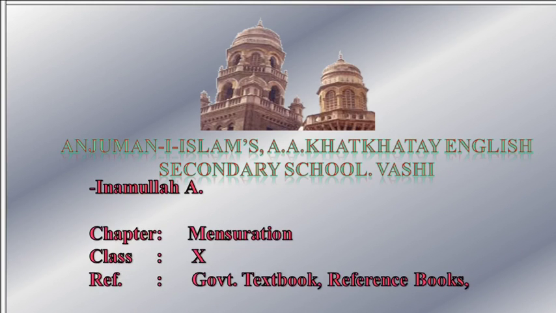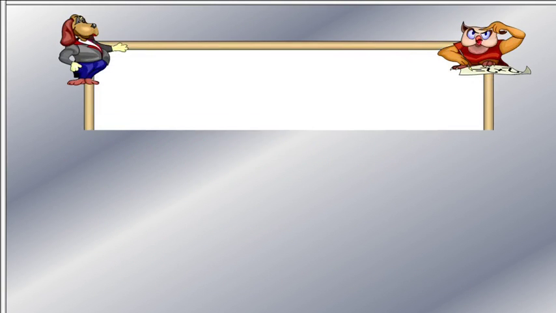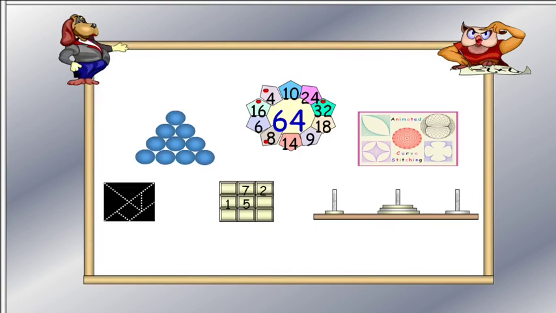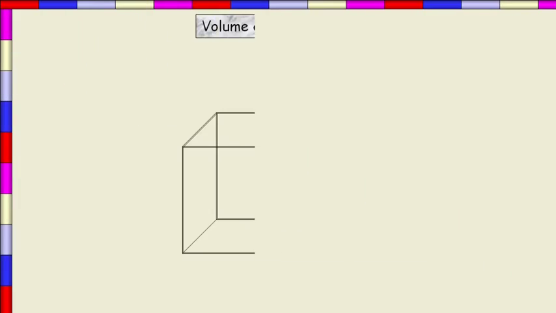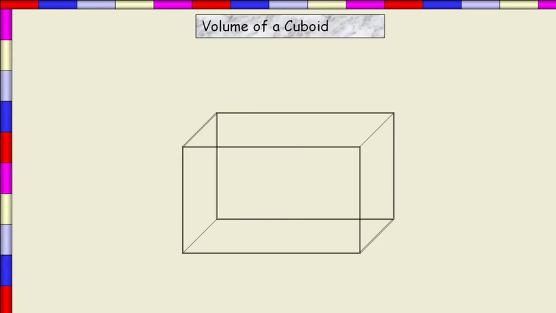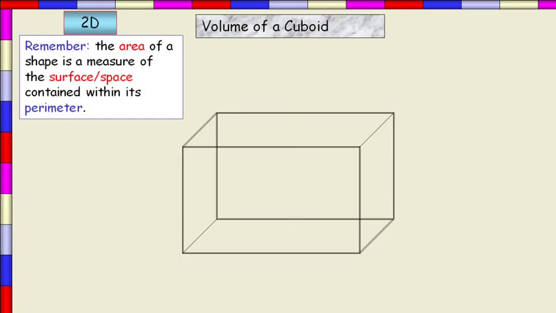In this video, we shall study mensuration where we are going to discuss volume and surface area of cube and cuboid. So first, we shall discuss area of the two-dimensional object.